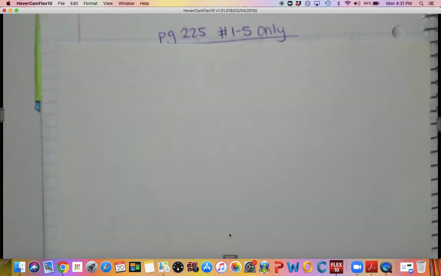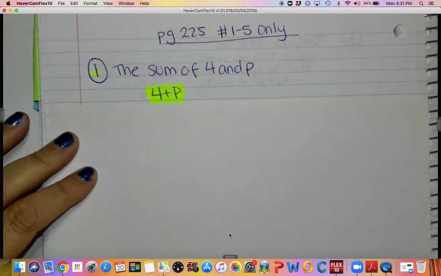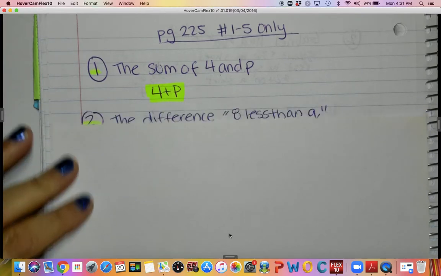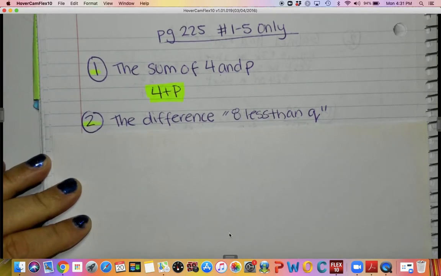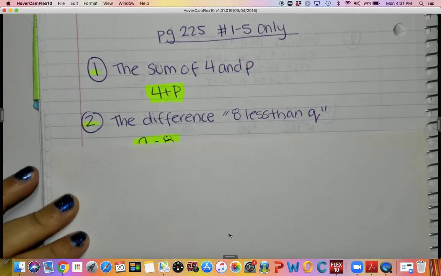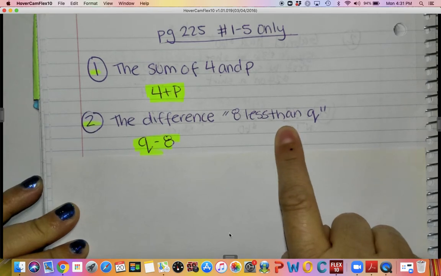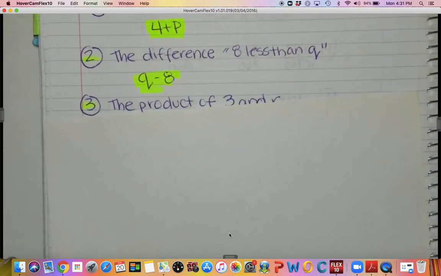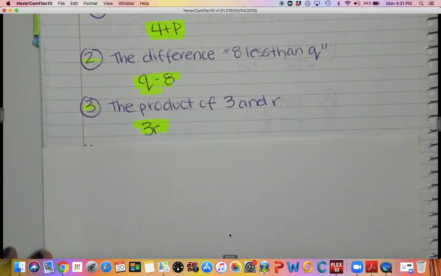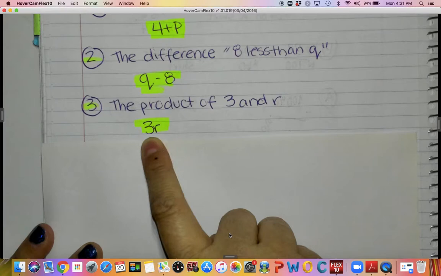Okay, so let's go ahead and check our answers from yesterday. Page 225, 1 through 5 only. The sum of 4 and p is 4 plus p. The difference between 8 less than q. Remember, 8 less than means that q comes first. Q minus 8. This is your key word here. Less than means the q has to come first. Number 3, the product of 3 and r is 3r. Remember, we don't use a multiplication sign. We put them next to each other.